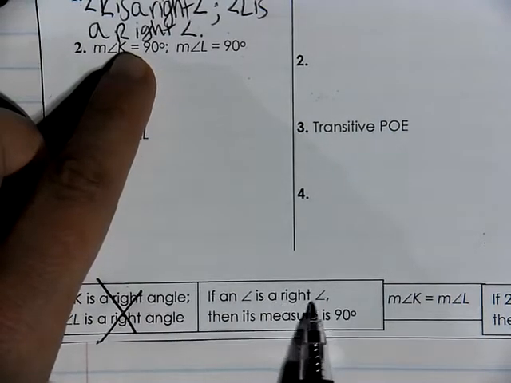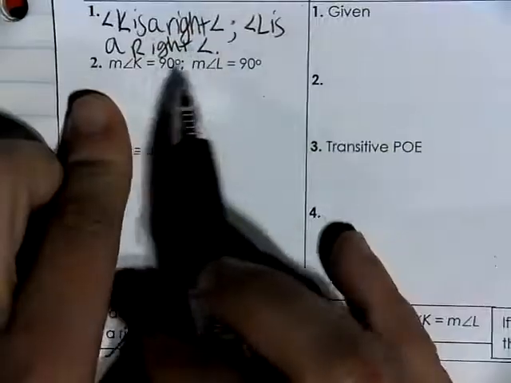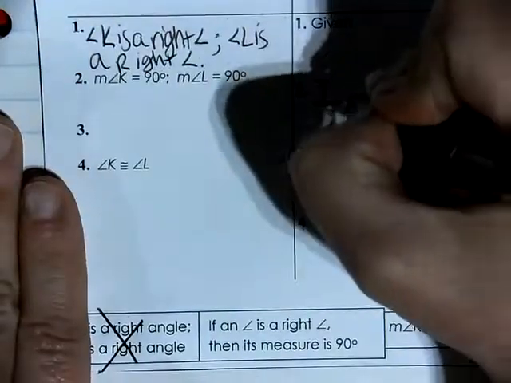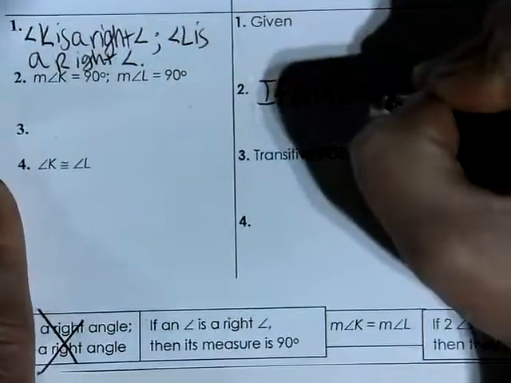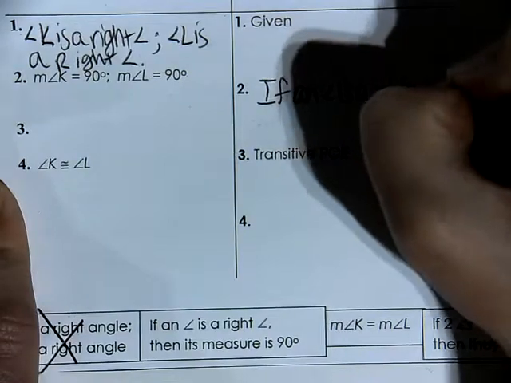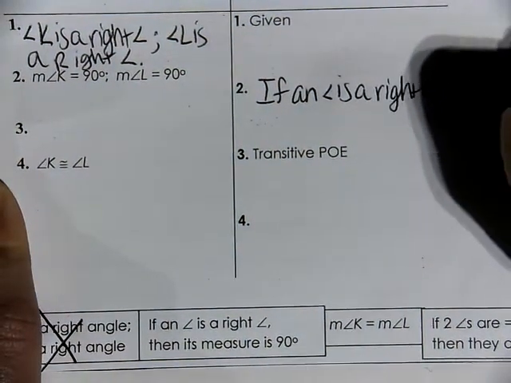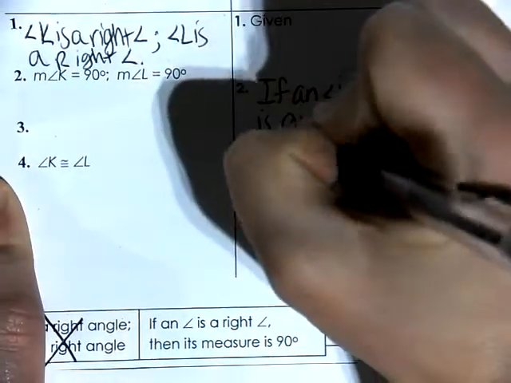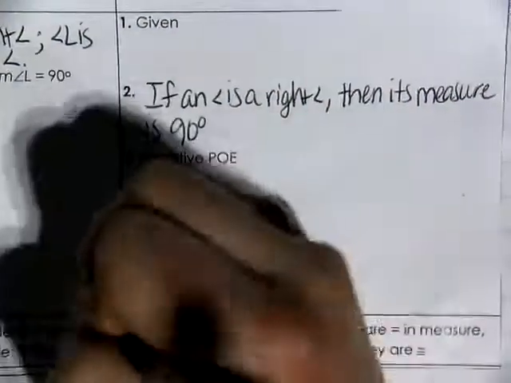What came before is right angle. What came next was 90 degrees. That's how you can decide what you should write down next. So I'm going to write, if an angle is a right angle, then its measure is 90 degrees. So it's all about what came before and what comes next.